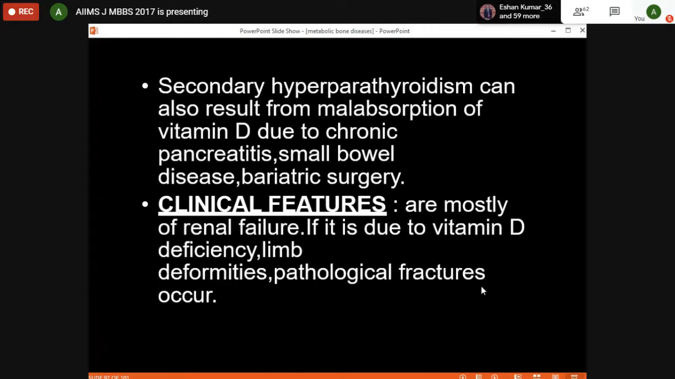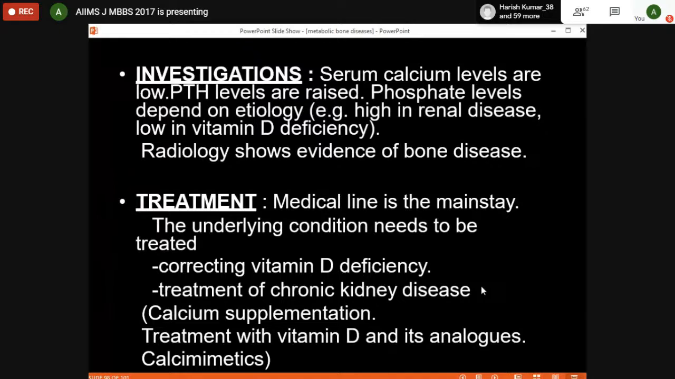Clinical features are mostly of renal failure. If it is due to vitamin D deficiency, limb deformities and pathological fracture can also be seen. What are the investigations? So the serum calcium levels are low in this. Parathyroid hormone levels are raised. Phosphate levels depend on etiology. So high in renal disease, low in vitamin D deficiency. So these are very important, because in secondary hyperparathyroidism, serum calcium levels are low and parathyroid levels are high. And treatment, medical line is the mainstay. The underlying condition needs to be treated by correcting vitamin D deficiency, treatment of chronic kidney disease like calcium supplementation, treatment with vitamin D and its analogs, which are called calcium mimetics.